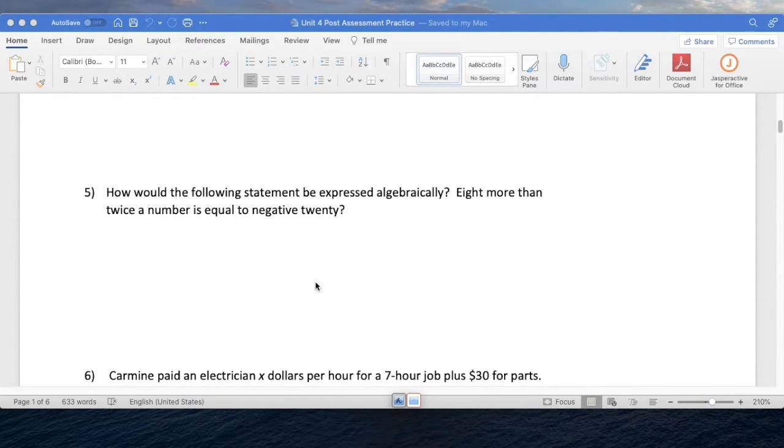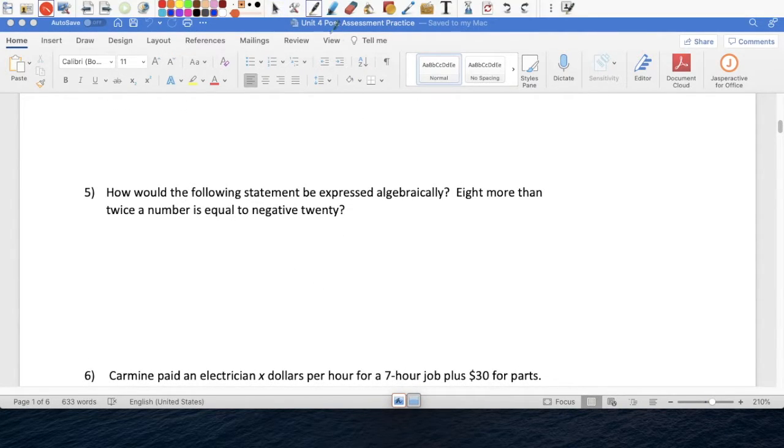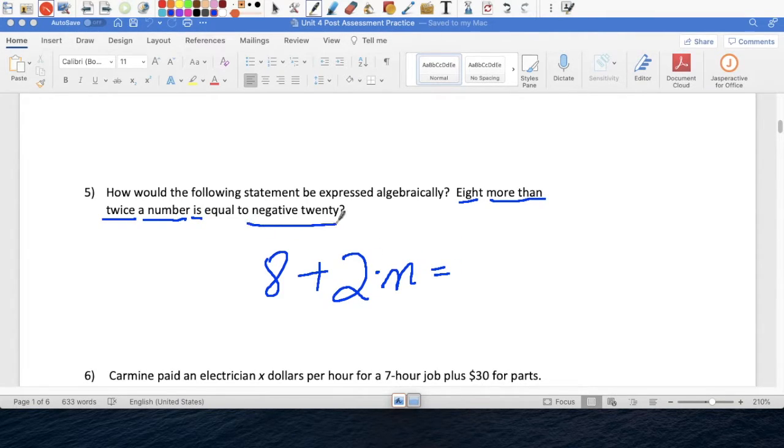8 more than twice the number equals negative 20, so here we're just translating. So 8 is 8. More than is addition. Twice means 2 times. A number, we don't know, n, x, call it whatever you want, is equal, and then negative 20. That's it. We don't have to solve this. It's just translated.